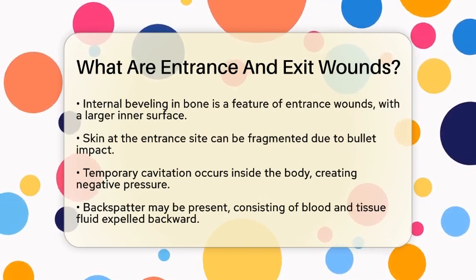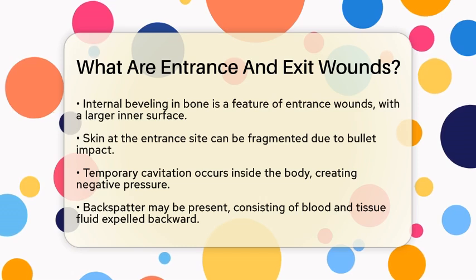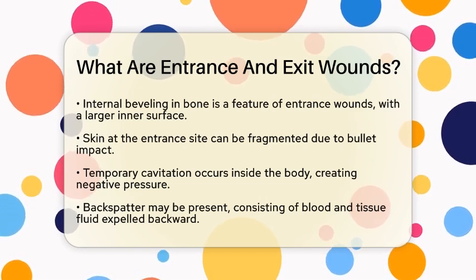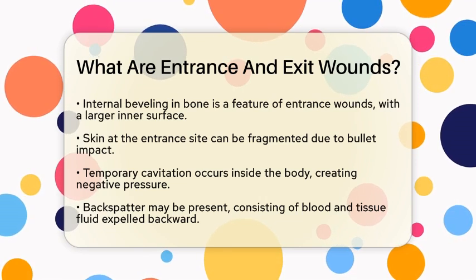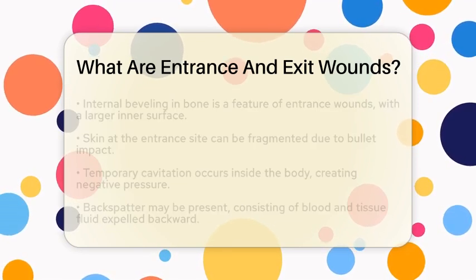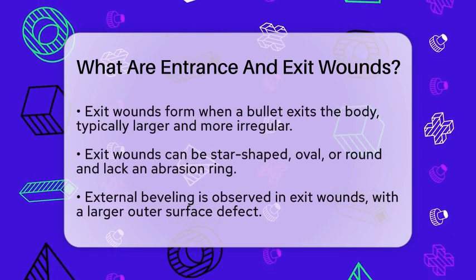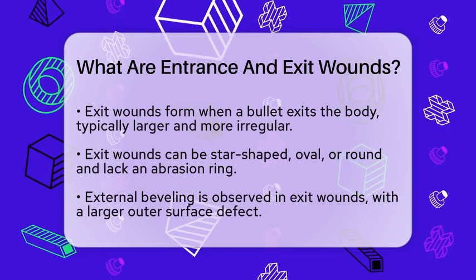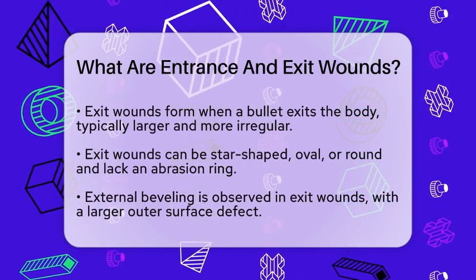Now let's move on to exit wounds. An exit wound forms when the bullet leaves the body. These wounds are generally larger and more irregular than entrance wounds. They can be star-shaped, oval, or round, and they typically lack the abrasion ring seen in entrance wounds. A key characteristic of exit wounds is the absence of an abrasion margin.